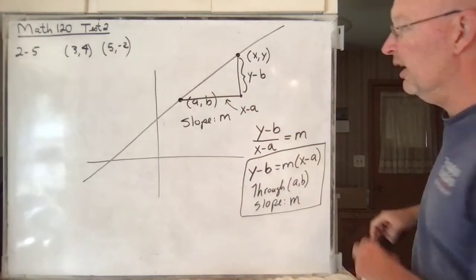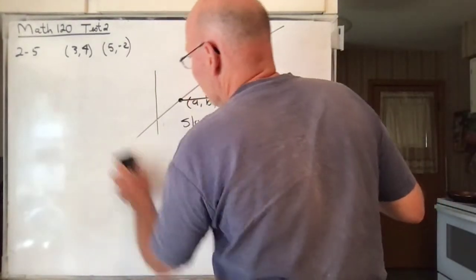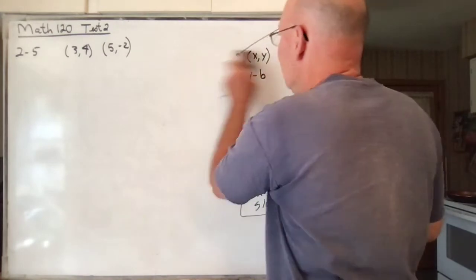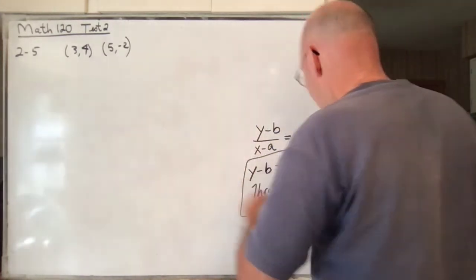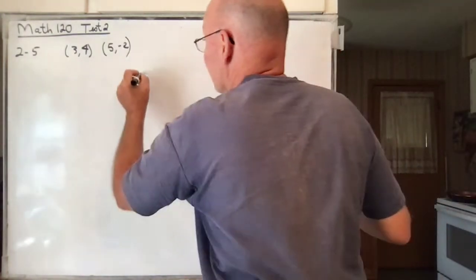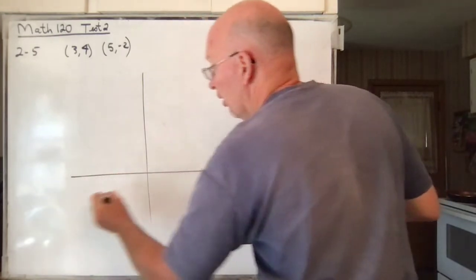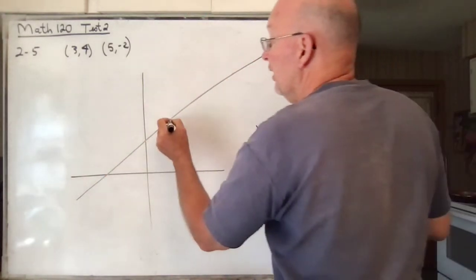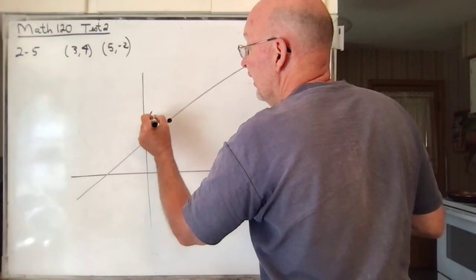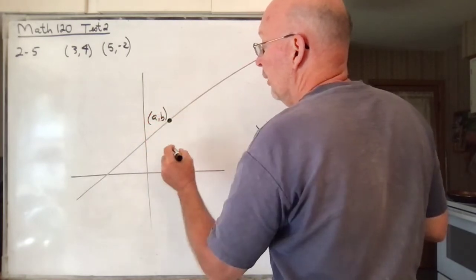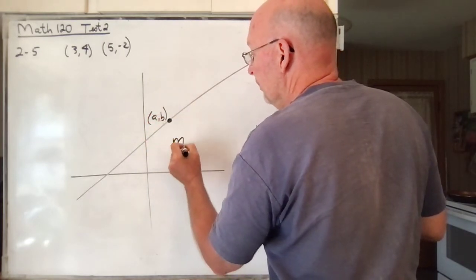Let's do it again just to see if you can stay ahead of me as I do it. You just have to own this. If you own this, you are all set. Here's your line. Here's some point (a, b) on the line right there. And we're told that the slope is m.